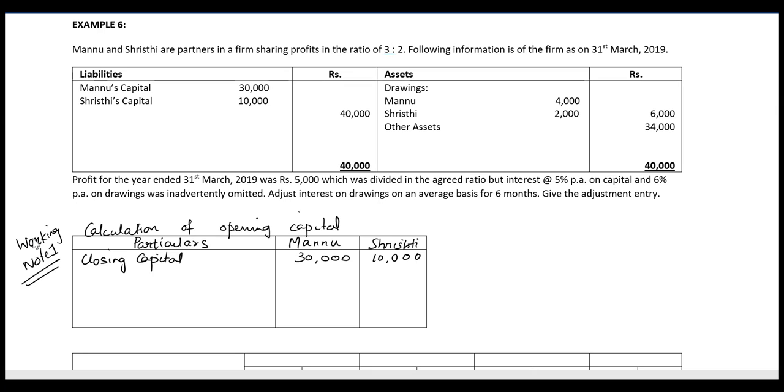We need to add the drawings, but in this problem the drawings is still appearing in the asset side of the balance sheet, which means the drawings has not yet been transferred to the partner's capital account. So to arrive at the opening capital, we need to ignore the drawings because the drawings has not yet been transferred to the partner's capital account. But we need to deduct the share in profits. So let's go to the next step of less share in profits.